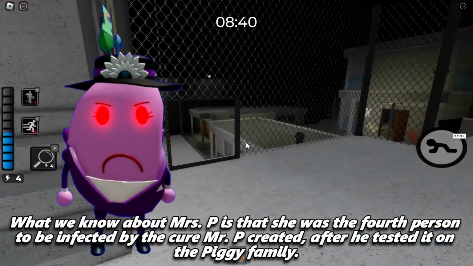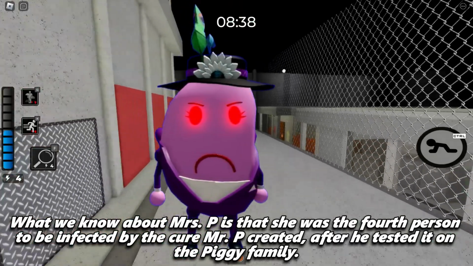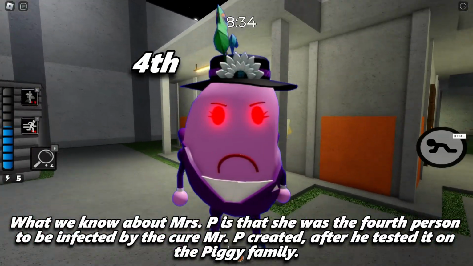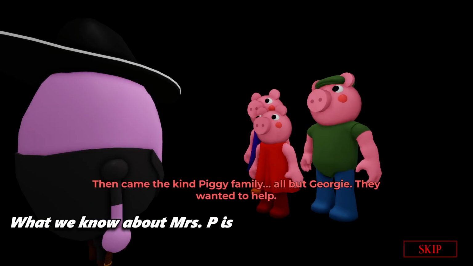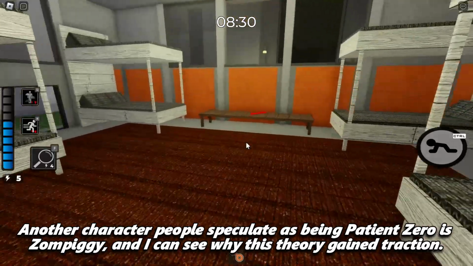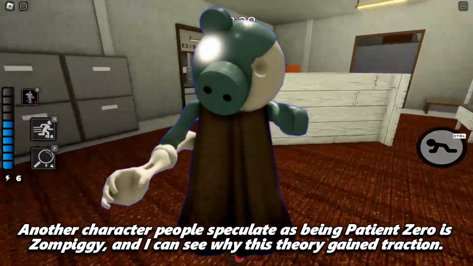What we know about Mrs. P is that she was the fourth person to be infected by the cure Mr. P created after he tested it on the Piggy family. Another character people speculate as being patient 0 is Zigy, and I can see why this theory gained traction.